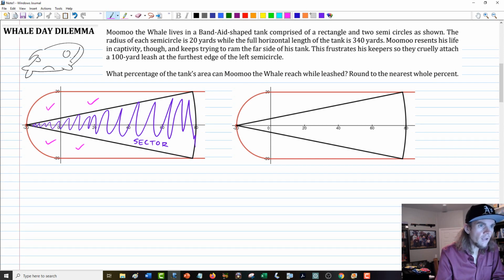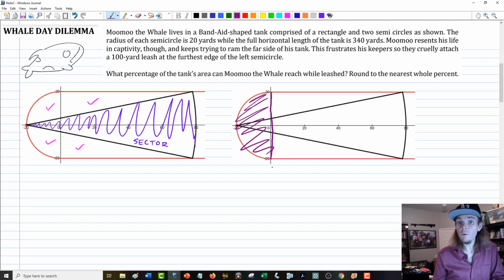First, let's get some bright colors here. First thing I'm going to do is figure out the area of this semicircle. So that's going to be my first bit. Why? Because it's easy to find the area of the semicircle. That's it. That's my entire rationale.